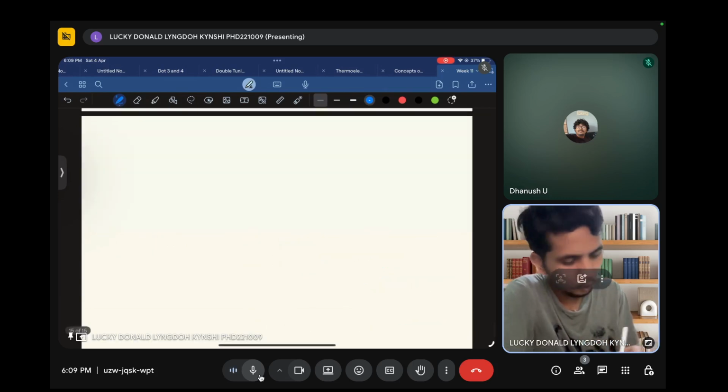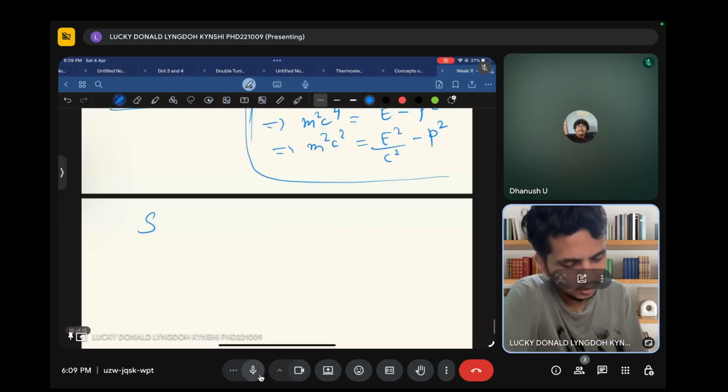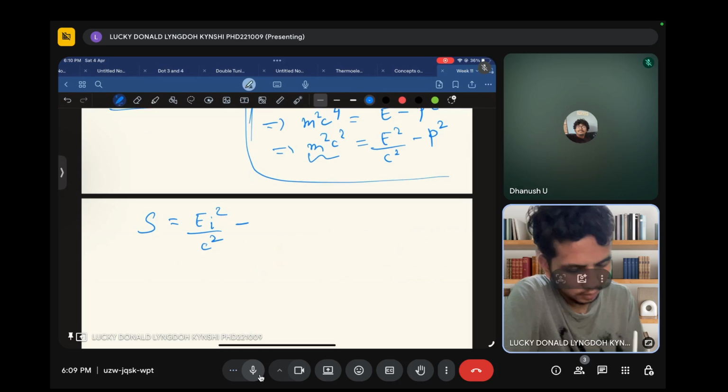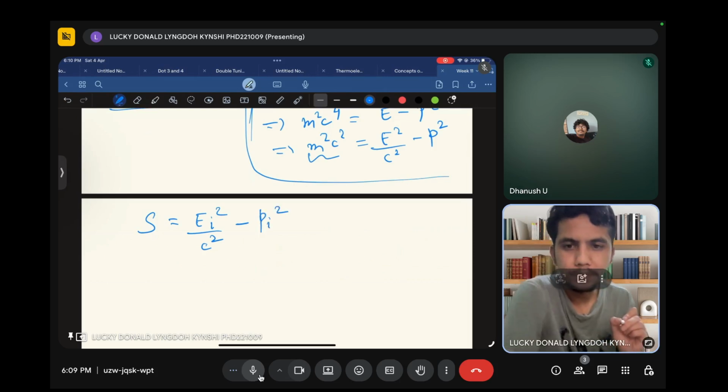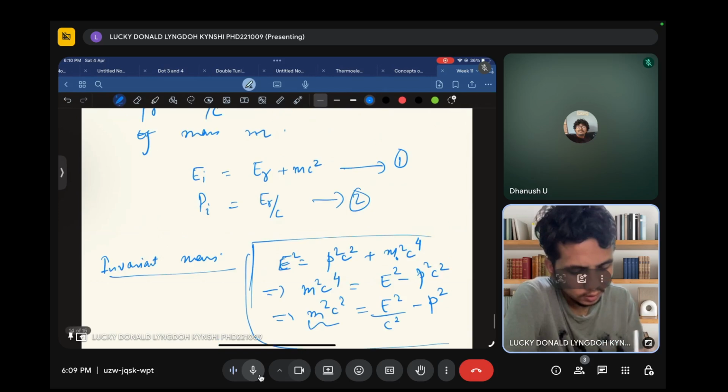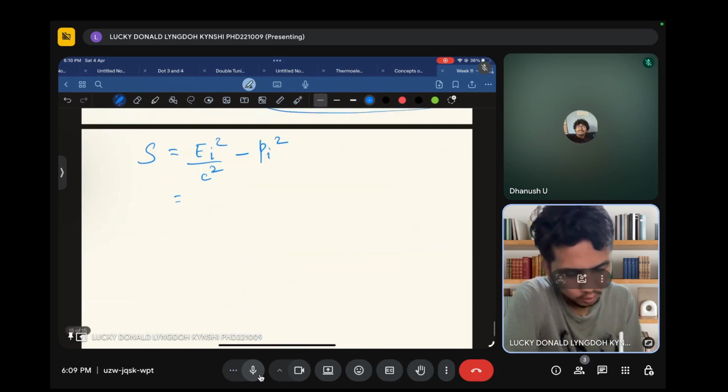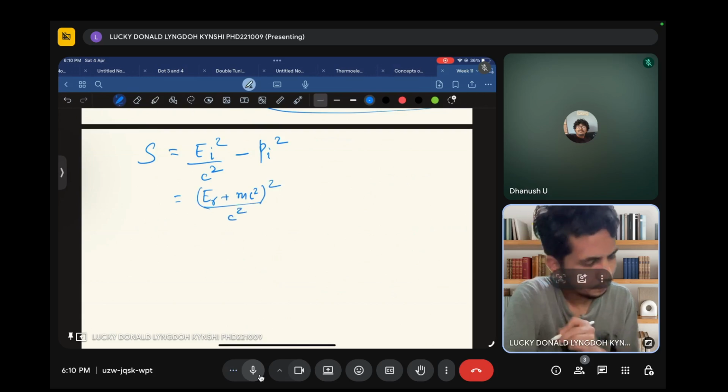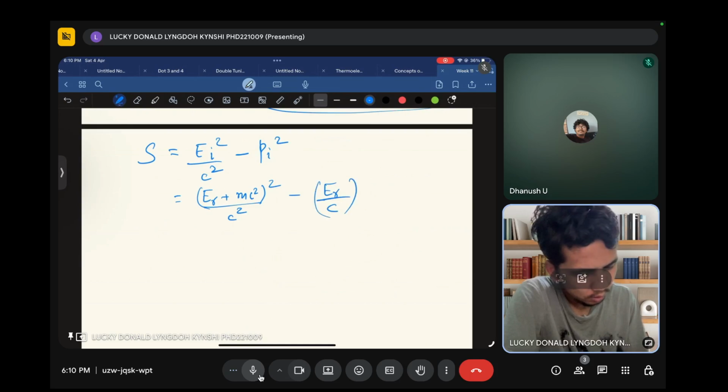So for the initial condition, I can represent S, which is equal to m square c square, which is equal to E_i square by c square minus the initial momentum p_i square. The initial energy E_i is E gamma plus mc square, so (E gamma plus mc square) whole square divided by c square. And the initial momentum will simply be (E gamma by c) whole square.